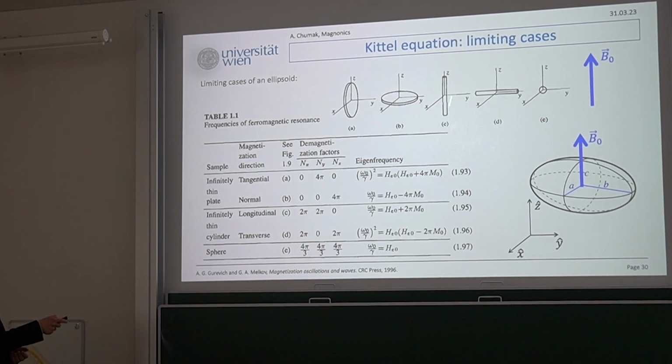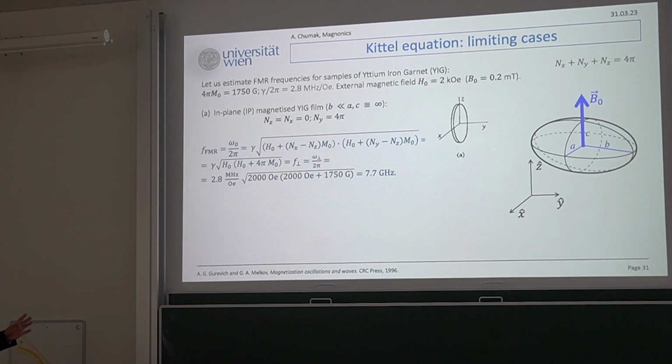If you do the same for a cylinder, then nz will be 0, and nx and ny are equal. Then you will have 2 pi, 2 pi. This table is written in CGS. Yeah? So Milko and Gurevich, they were working with CGS. And if you work with a sphere, then it's simply 4 pi over 3, 4 pi over 3. So this is the formula.